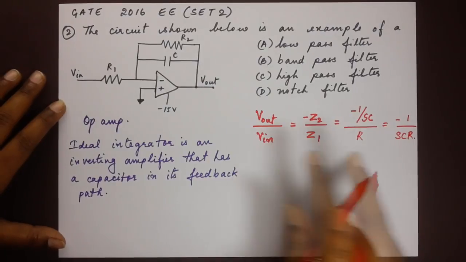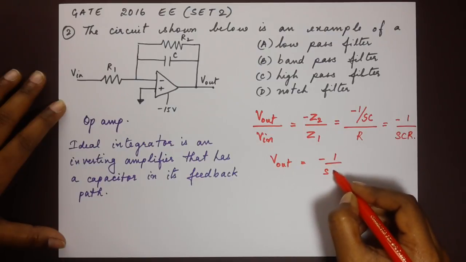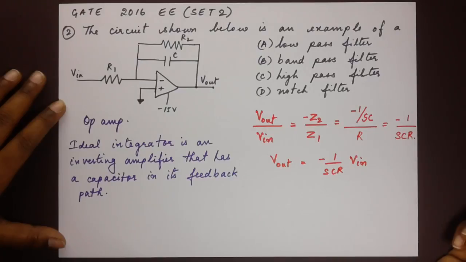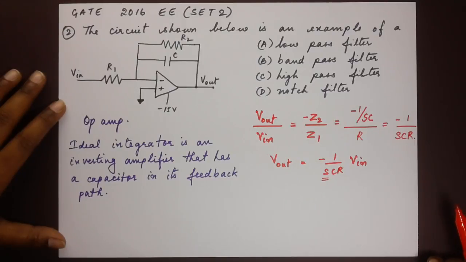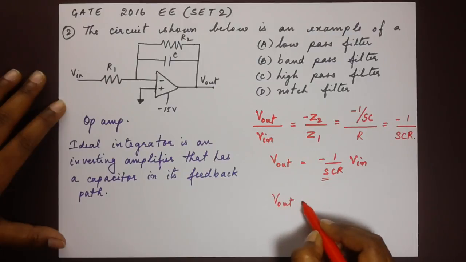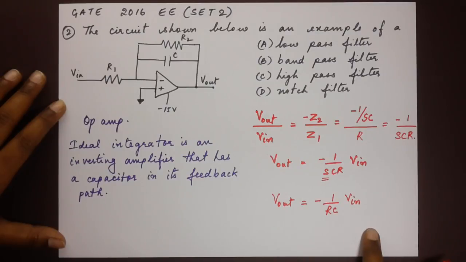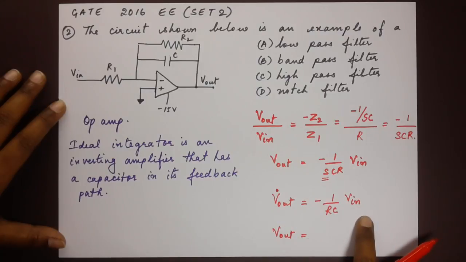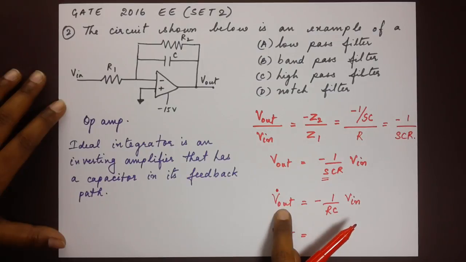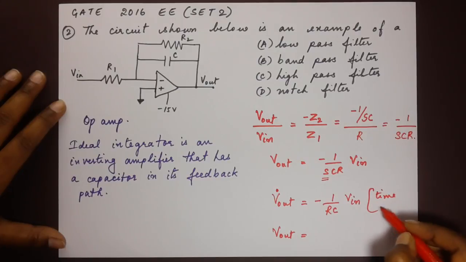To put this in better perspective, we can say that the output is minus 1 by SCR times V in. If we convert the S in terms of the time domain, then we can simply write this as V out is equal to minus 1 by RC V in. Now this is in our time domain. If we convert it, this is V out dot, so that's differentiation. This equation is a derivative, please keep in mind.